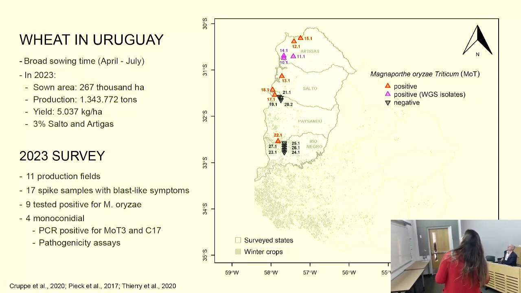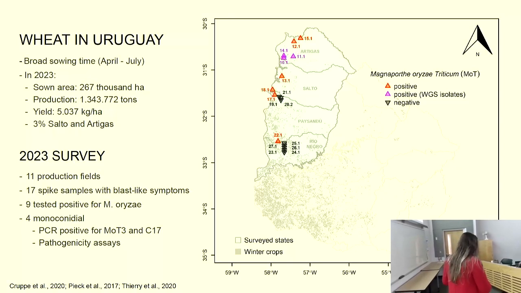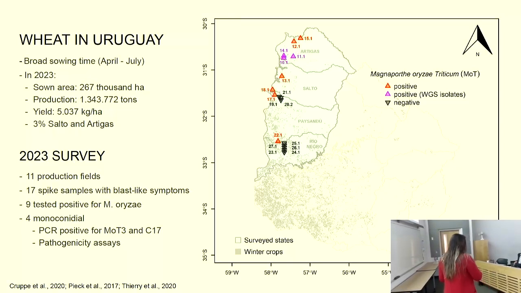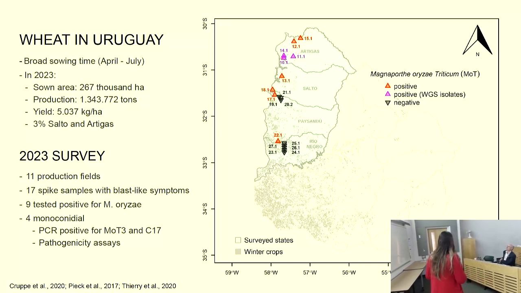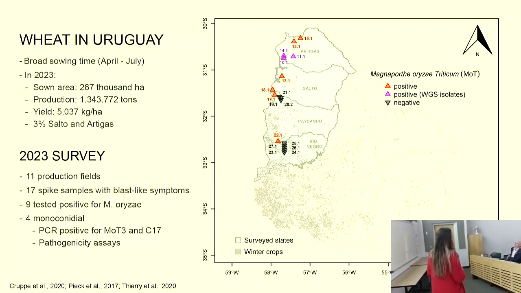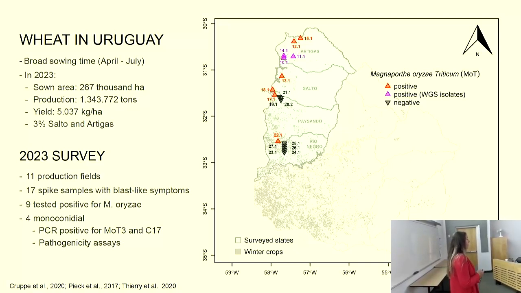And here is the border with Brazil, okay? We don't have geographical barriers, so it's literally just one street. You cross and you are in Brazil, then on the other side you are in Uruguay, okay? We surveyed 11 fields, and from those fields we took 17 samples. Something that I want to share is that it was not easy to find it. All the fields were full of Fusarium.